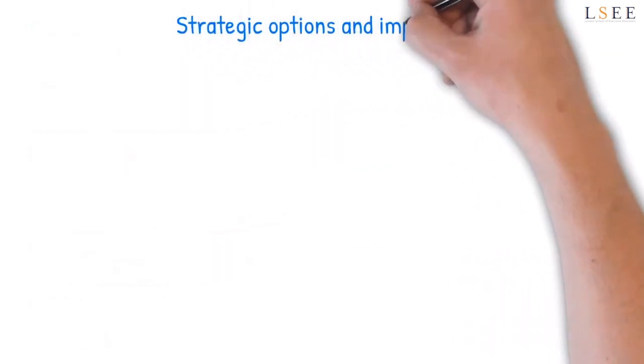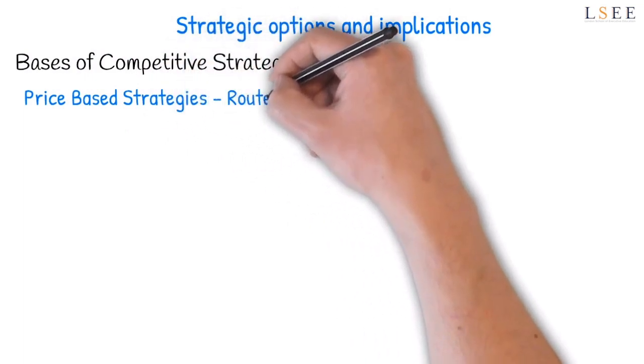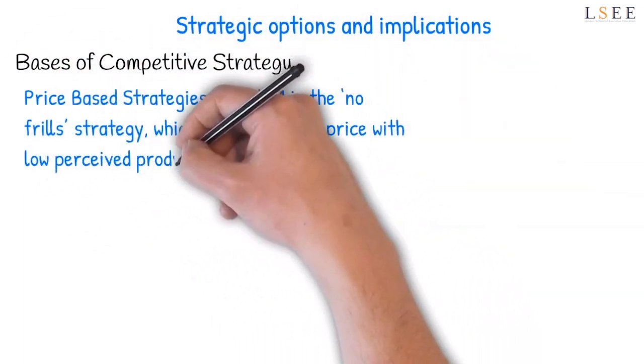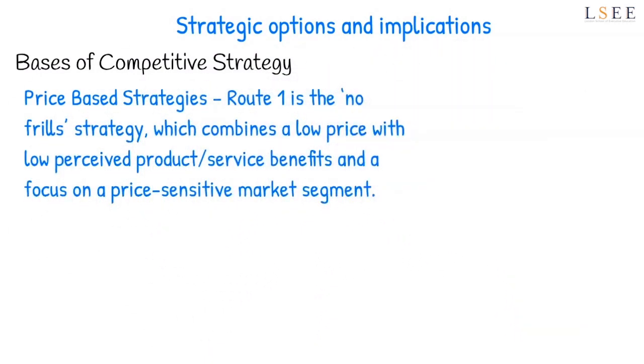Strategic options and implications. Bases of competitive strategy. Price-based strategies. Route 1 is the no-frills strategy, which combines a low price with low perceived product/service benefits and a focus on a price-sensitive market segment.